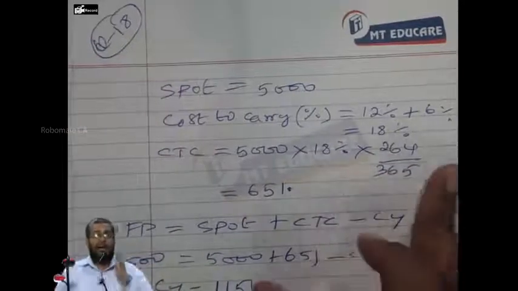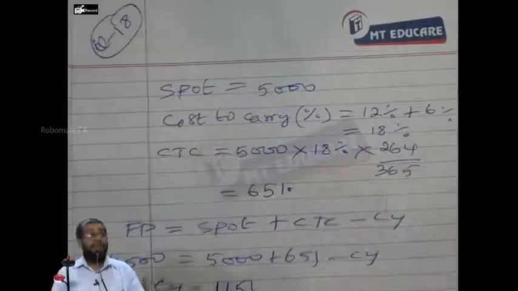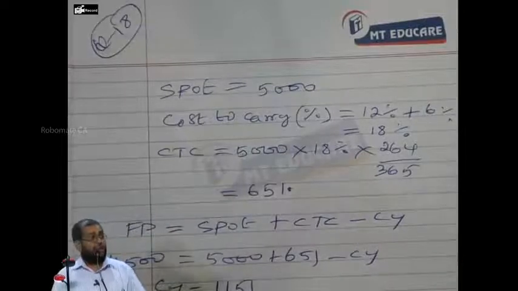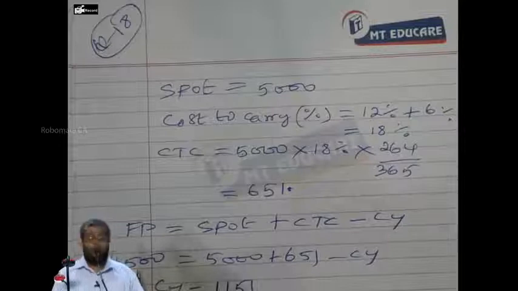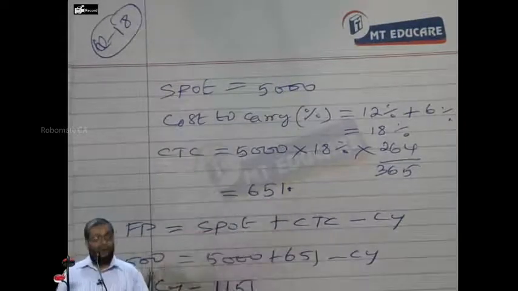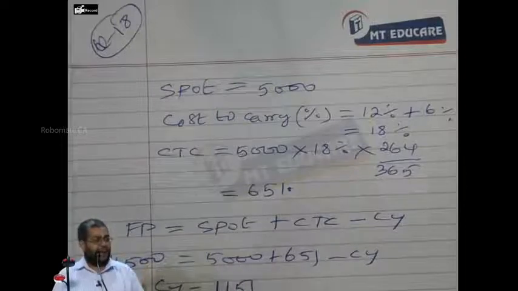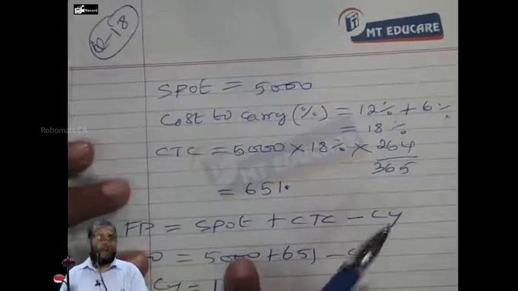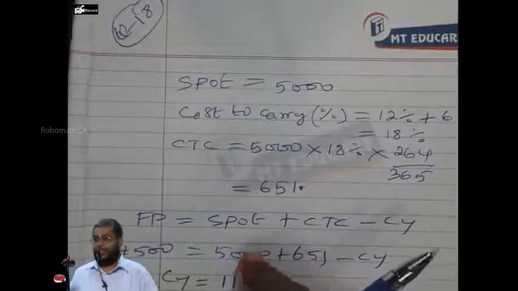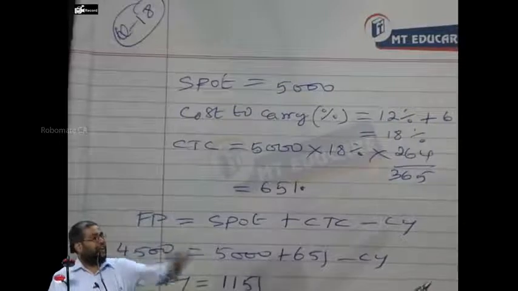Please understand this. Believing that this 4,500 is neither underpriced nor overpriced, if we say that the market is pricing perfectly, then the spot price is 5,000. Why should the future price be 4,500? We may say that the convenience yield is 500.